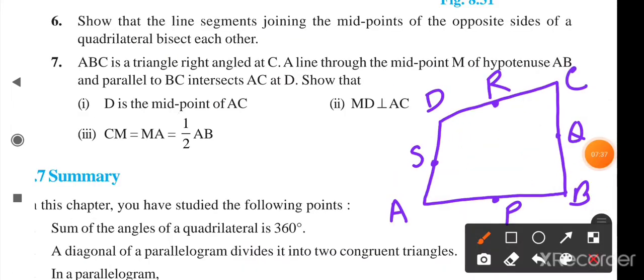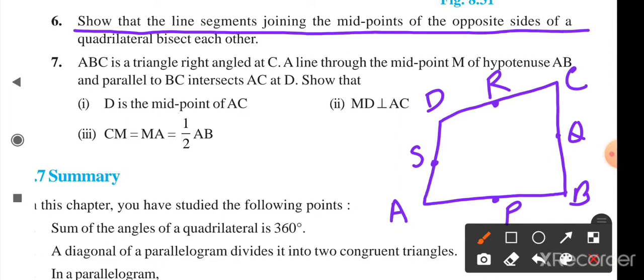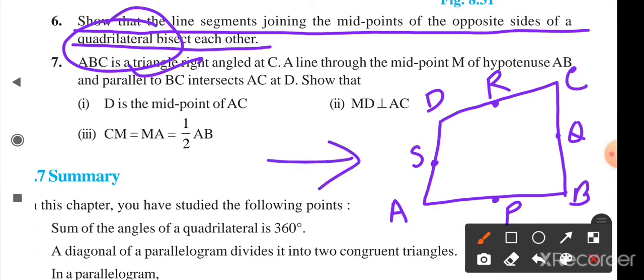Now moving to the next question, question number 6. I am going to read question number 6. Show that the line segments joining the midpoints of the opposite sides of a quadrilateral bisect each other. You should understand that in this question it is given a simple quadrilateral. It's not a rectangle, rhombus or any other known quadrilateral. It's an unknown quadrilateral. So you can see that I have made the figure for that.